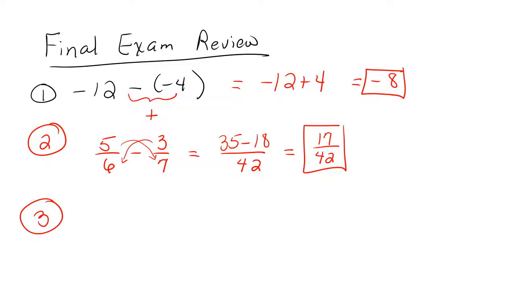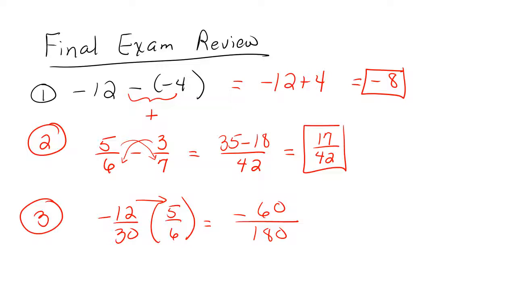Number 3, multiply negative 12 over 30 times 5 over 6. If you multiply a fraction, go straight across. That's negative 60 over 30 times 6 is 180. Then you reduce. Both the numerator and denominator will divide by 60, so that would be negative 1/3. Final answer.